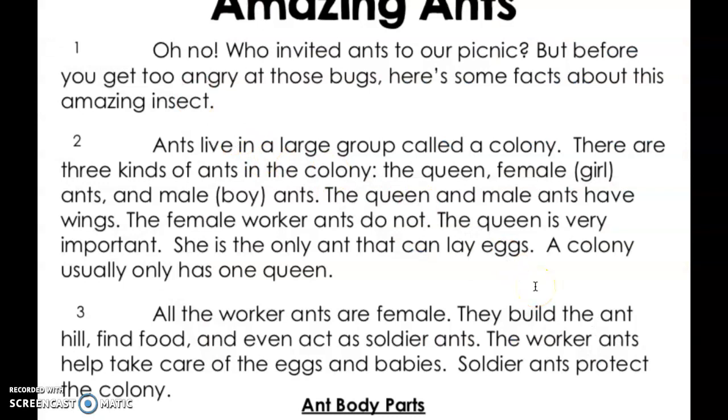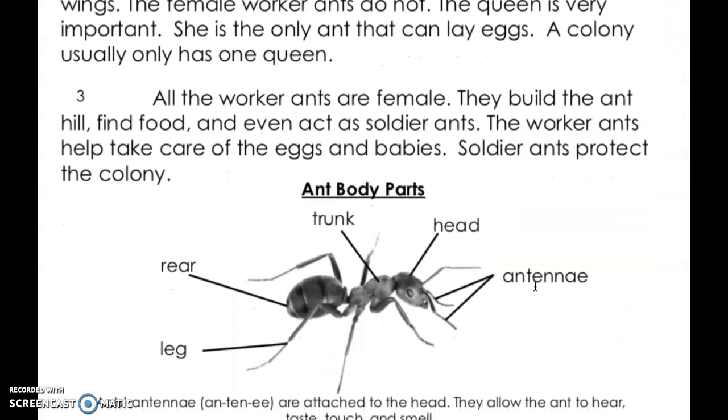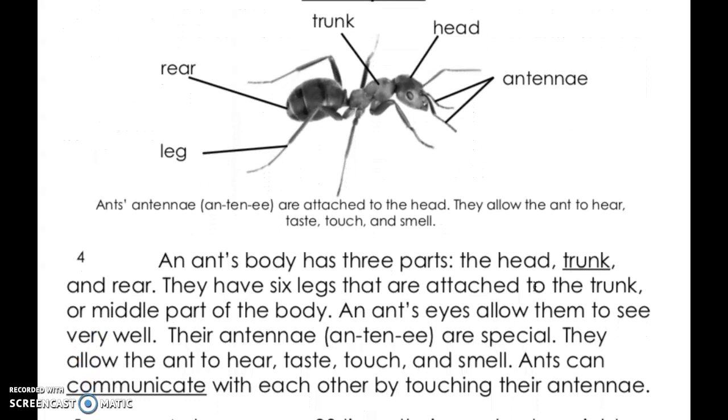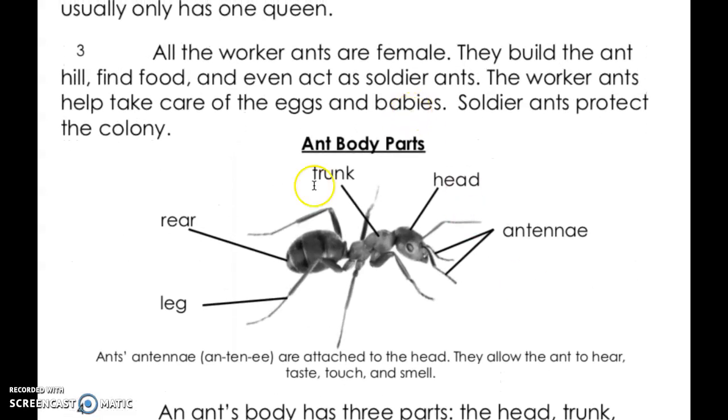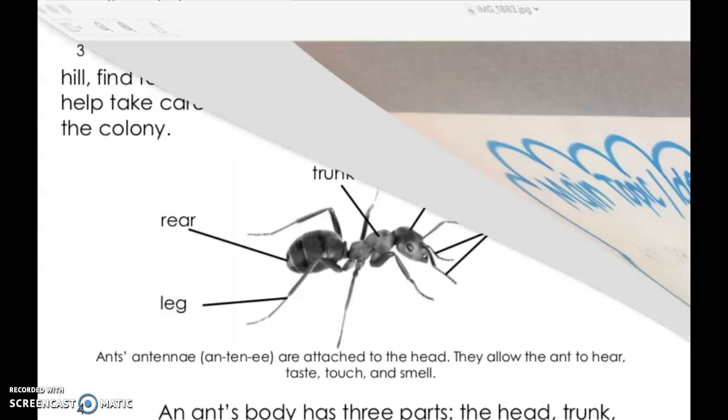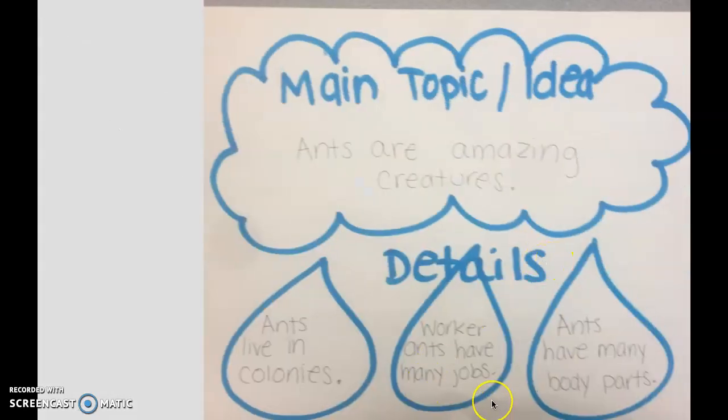Let's look back in my text. Paragraph 3 talks about worker ants. So that could be another detail. They work hard doing different things like finding food, acting as soldiers, taking care of their eggs and babies. So that can be another detail. Worker ants have many jobs. That tells me why ants are amazing. So that's a detail.